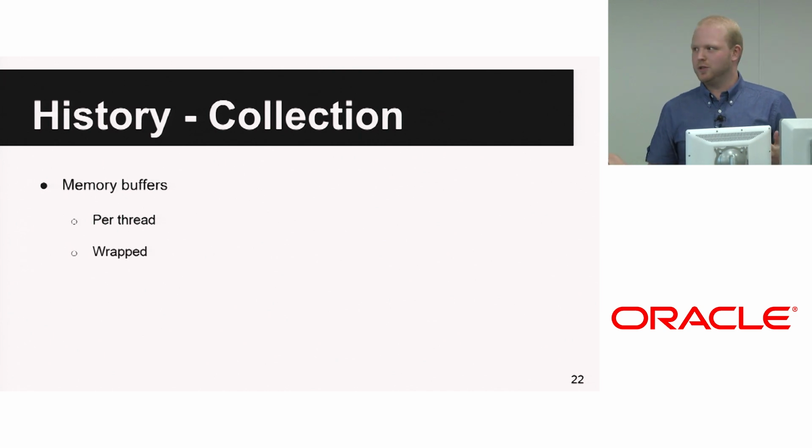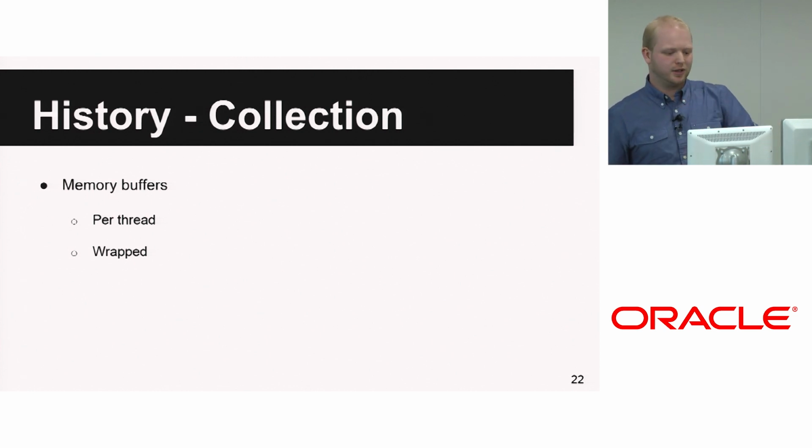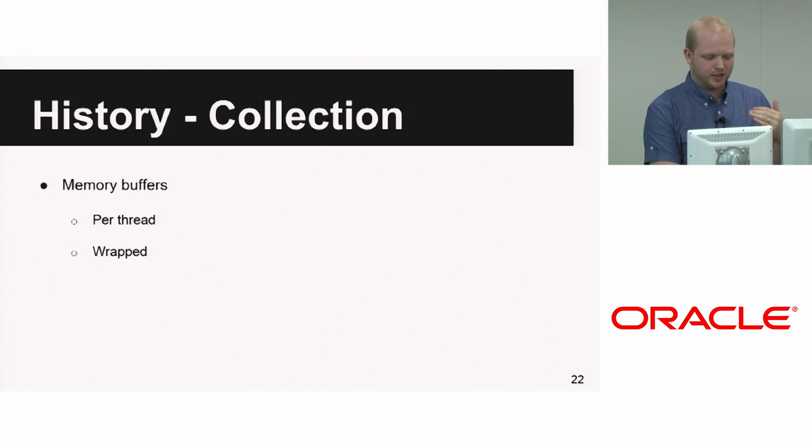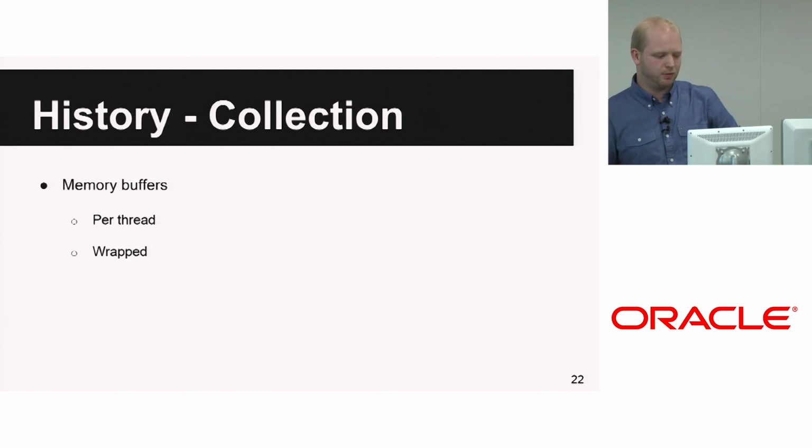So that means you can wrap your buffers. You can reuse the same memory over and over again. So only the most recent, which is also the most relevant history, is the only history you have. And it also means that the buffer size is always known, because you can specify how much memory you want to use, and it's just going to keep wrapping through it.